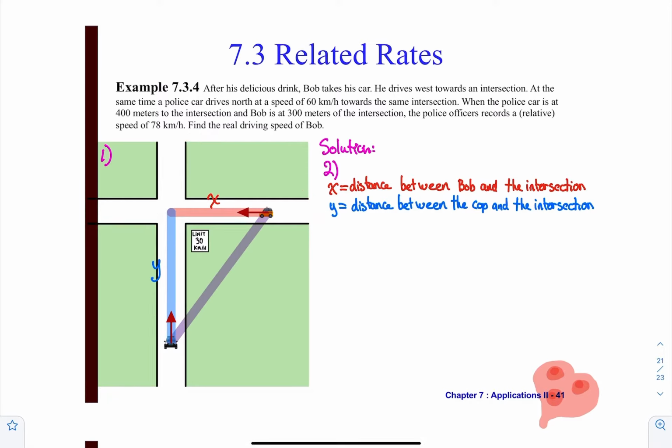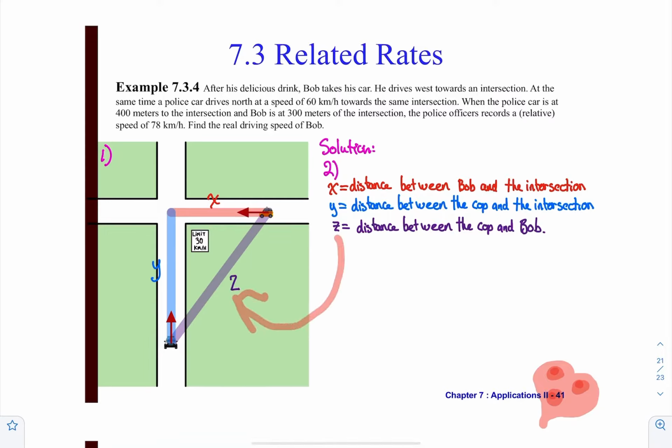And then you can see that me, the cop, and the intersection, we're the three corners of a right triangle. So I will call z the distance between me and the cop. So here we go. So z is that distance here between me and the cop. It's kind of purple here, kind of a combination of the red line and the blue line. That's why I used a purple.